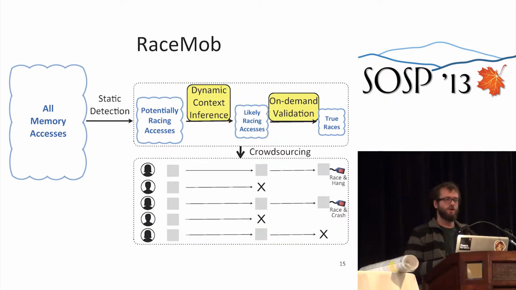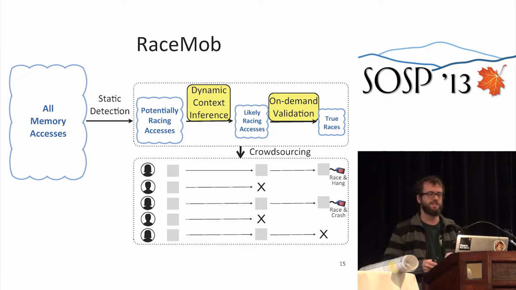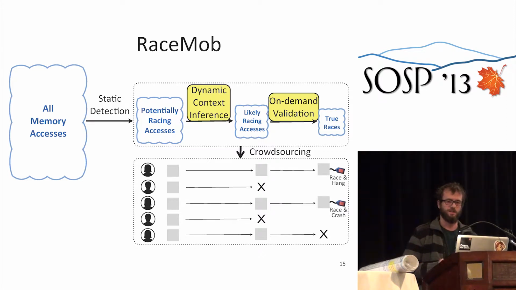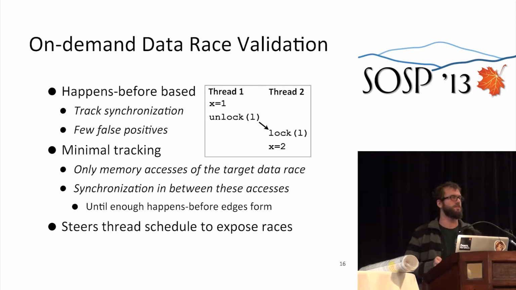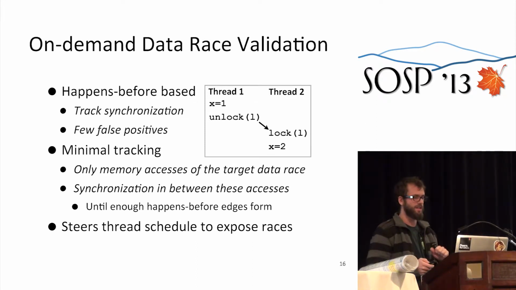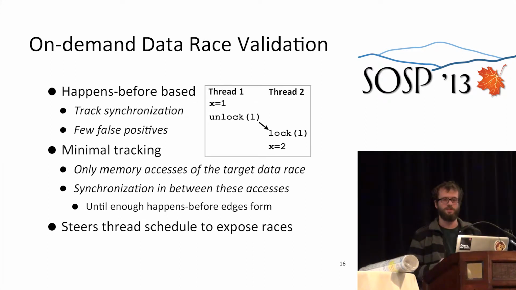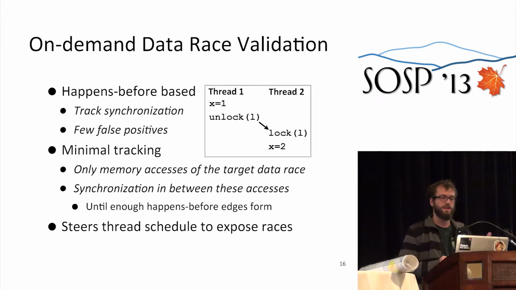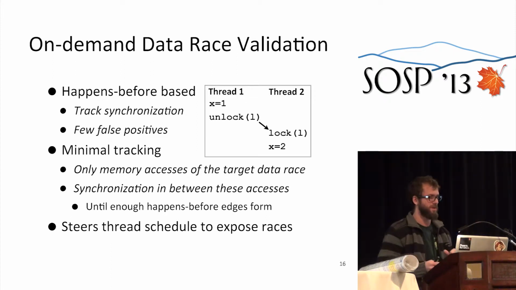Now that we've seen how RaceMob narrows the set of potentially racing accesses to likely racing accesses through dynamic context inference, let's have a look at how it detects actual data races using on-demand validation. The purpose of on-demand validation is to run a data race detection algorithm to conclusively determine if the likely racing access is actually a race or not. On-demand data race validation uses a dynamic happens-before based data race detection algorithm. That is, it tracks synchronization operations, and it has few false positives.